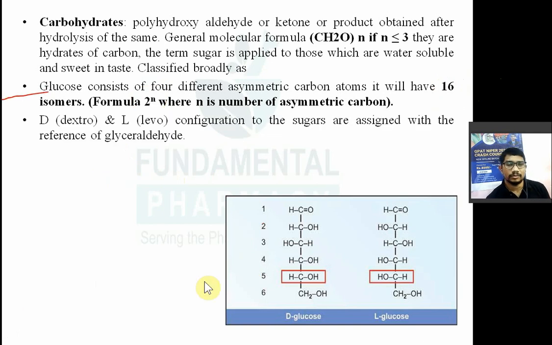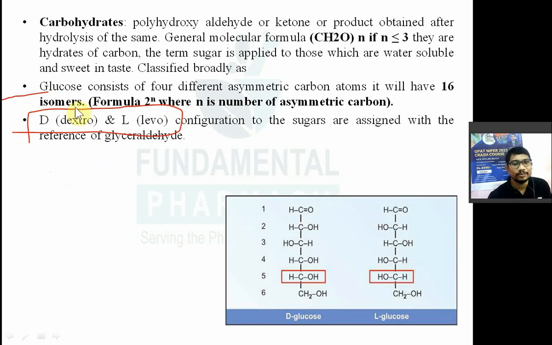Okay. D and L configuration of sugar, they are assigned with the reference to the glyceraldehyde. So as I told you, sugar में क्या है कि asymmetric carbon atom होता है. So because of that, there are two types of configuration, D and L. When plane polarized light is passed through a solution of sugar, it will either rotate that plane polarized light to the left side or right side.